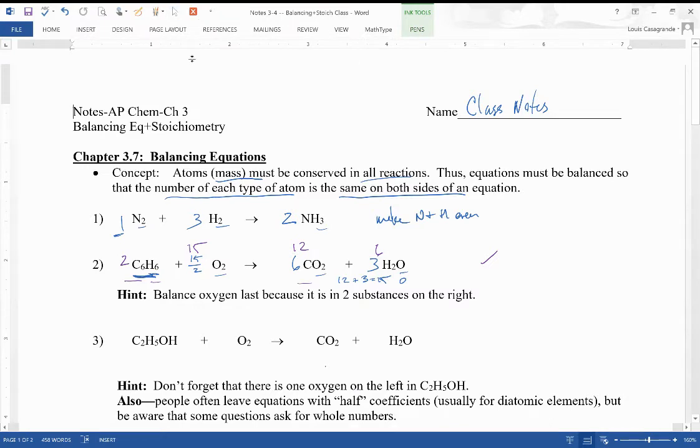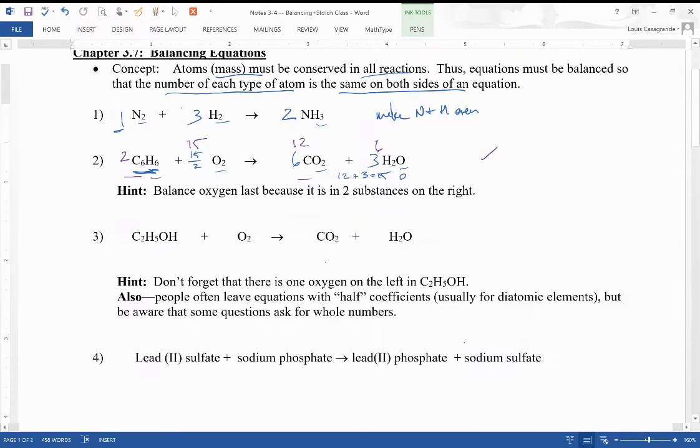In number 3, we have the same situation we had in number 2, where we're going to start with, this is ethanol. We're going to start with the ethanol, but we have to notice that there is 1 oxygen already on the left in the ethanol. So that's going to add a little complication to our balancing.